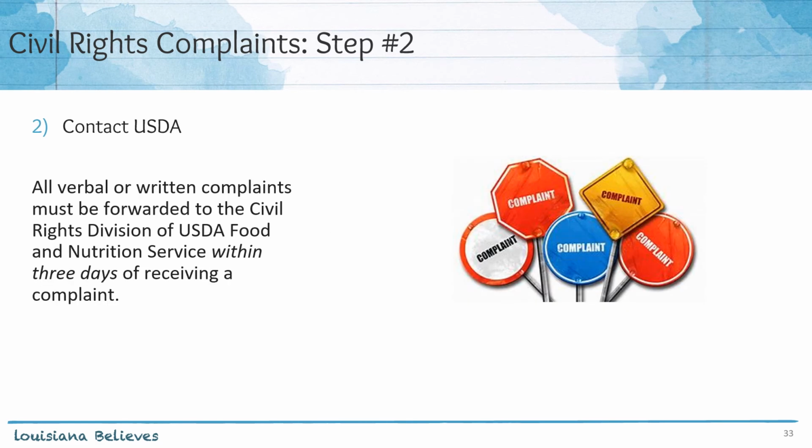Civil rights complaints, Step 2. The second step for civil rights complaints is to contact USDA. All verbal or written complaints must be forwarded to the Civil Rights Division of USDA Food and Nutrition Services within 3 days of receiving the complaint.